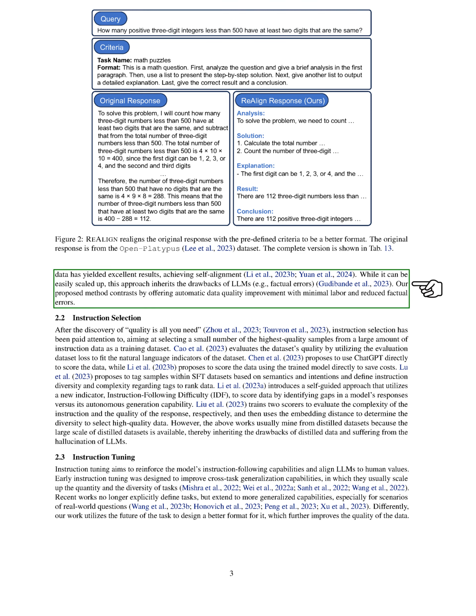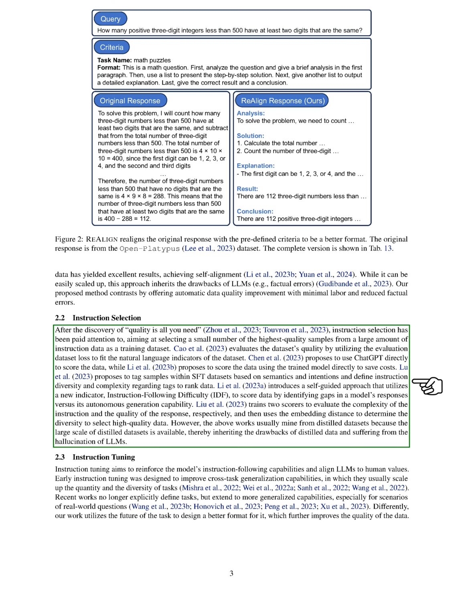Section: Instruction Selection. In this section, we delve into the process of instruction selection, which has gained significant attention following the realization that quality is all you need. Our goal here is to sift through a vast amount of instructional data to identify and select a small subset of the highest quality samples for use as a training dataset. We assess the quality of these datasets by measuring the loss on an evaluation dataset against natural language indicators.